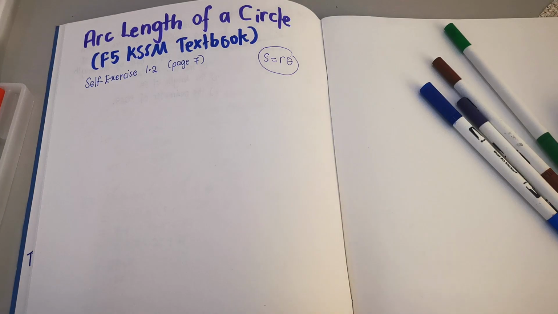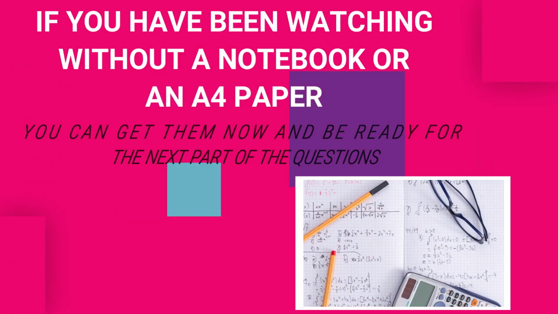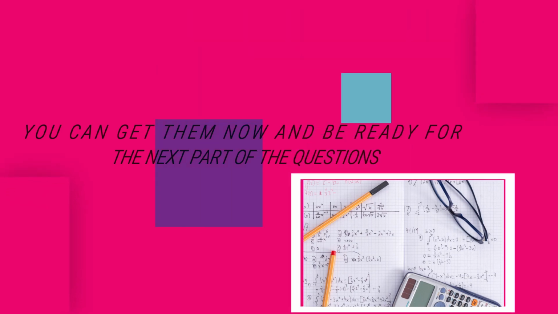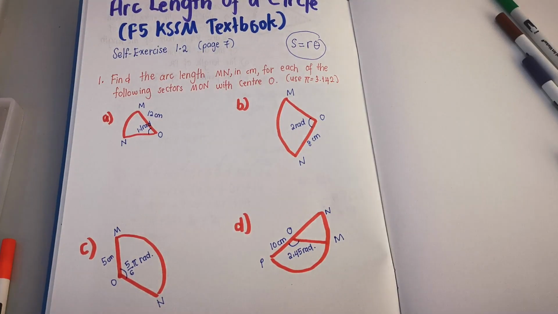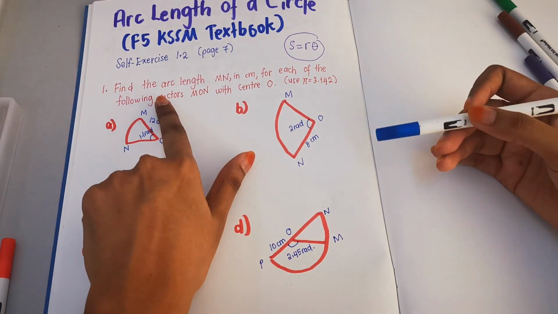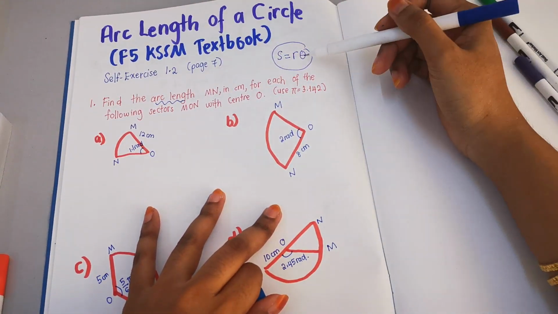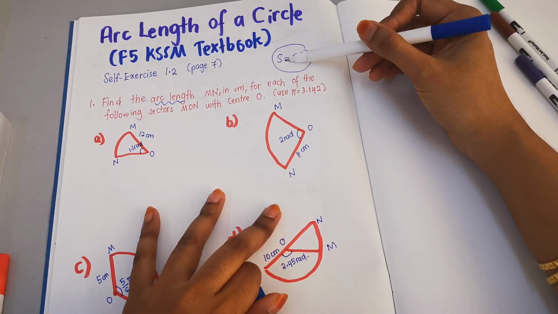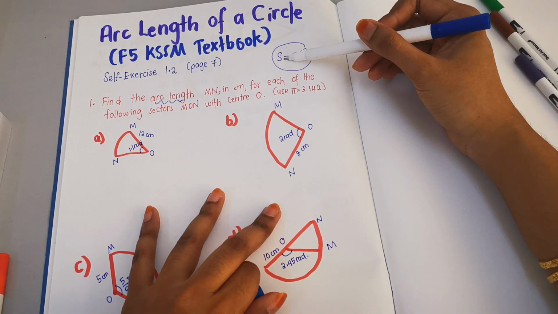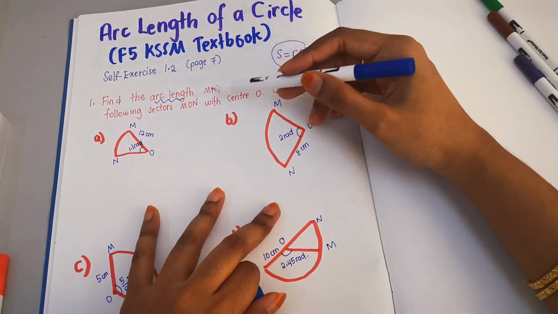So let's look at self-exercise 1.2. Let me just write down the question and we can get started. Now let's look at the question. They asked us to find the arc length. So for arc length, we have to use this formula because S is the one representing arc length. So find the arc length of MN.